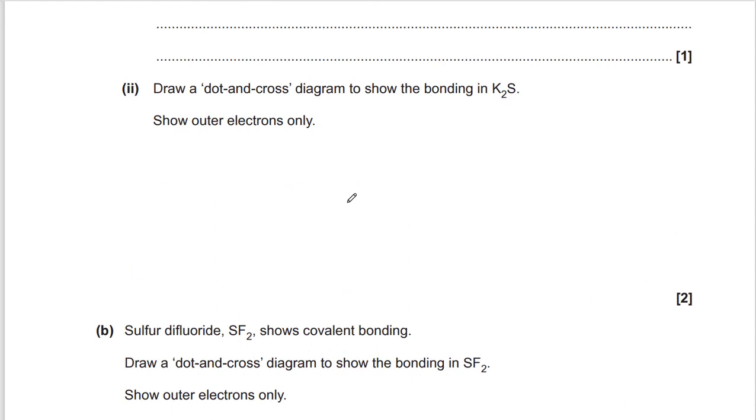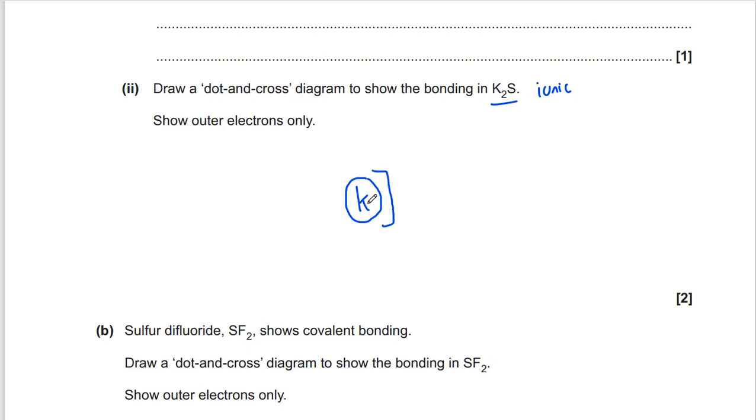Right, then it says dot and cross diagram to show the bonding in K2S, show outer electrons only as standard. So first things first, this is ionic. We've just been told this, so please remember it, because it sounds silly, but we spend so long at A level looking at covalently bonded structures that we draw the wrong dot and cross diagram. So remember, if it's ionic, we're transferring electrons. So each potassium will lose one electron, so two are lost in total.